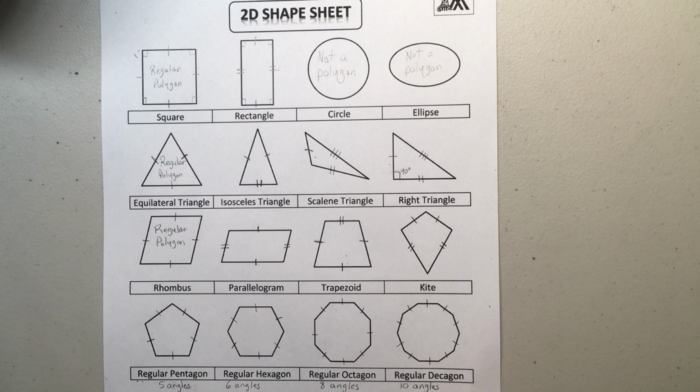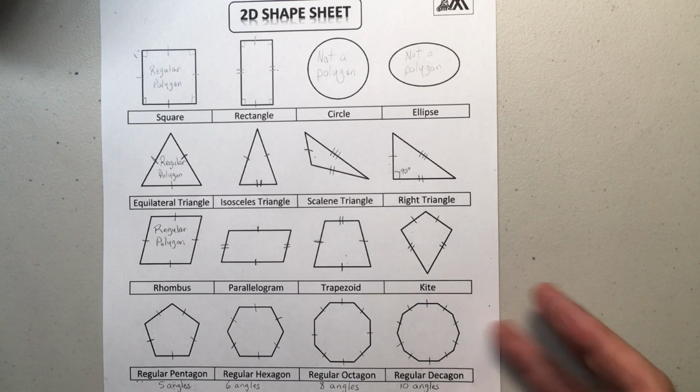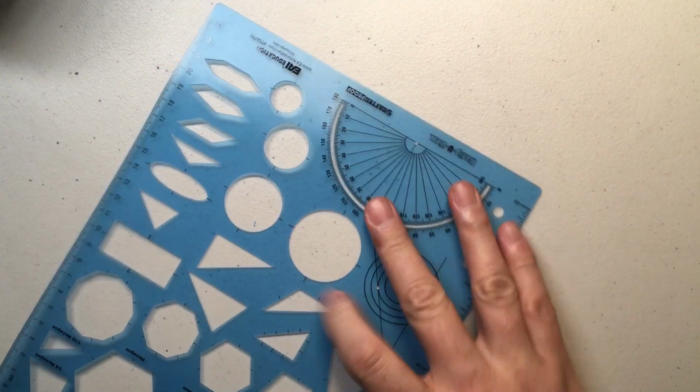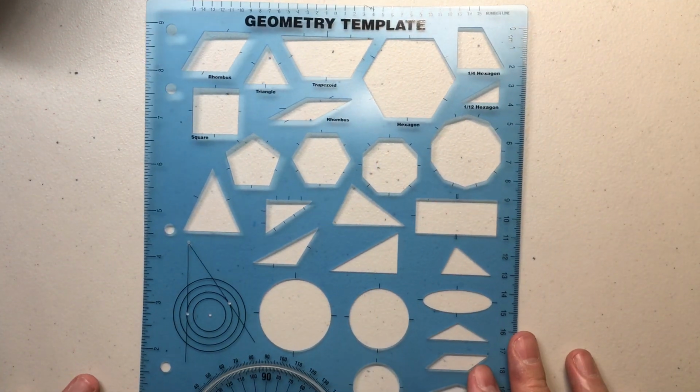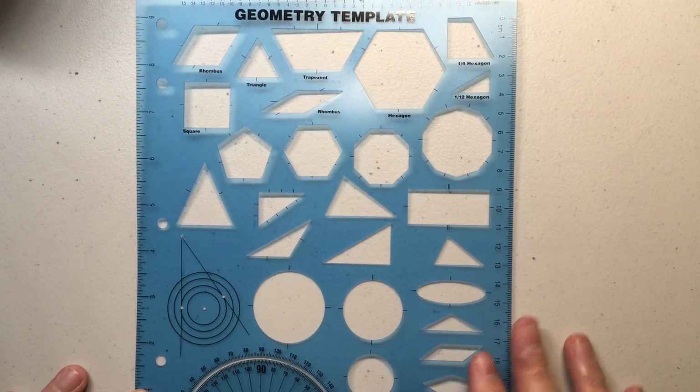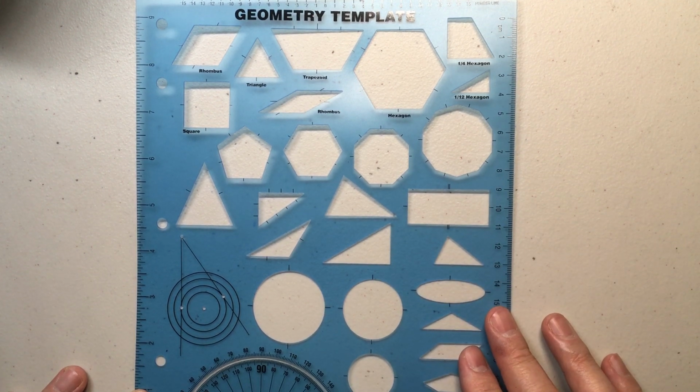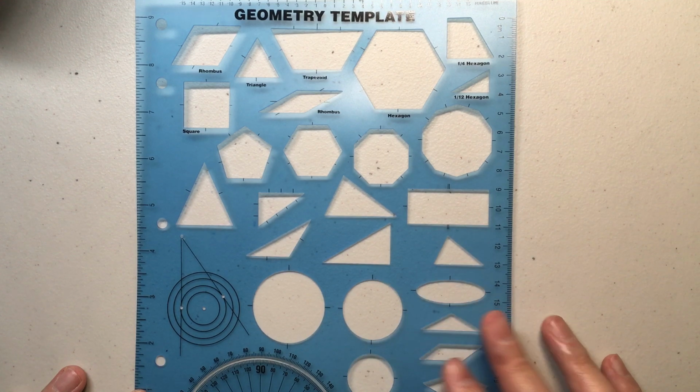Okay. Which reminds me, guess what I have? Ta-da, a geometry template. I bought this one off of Amazon. It was about $8, and this is cool.